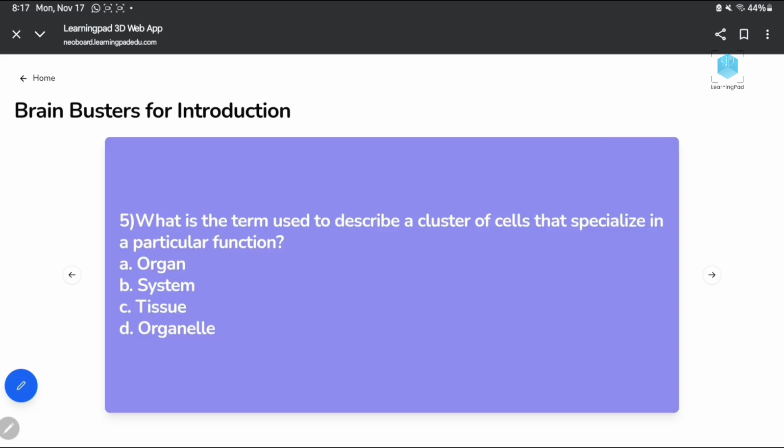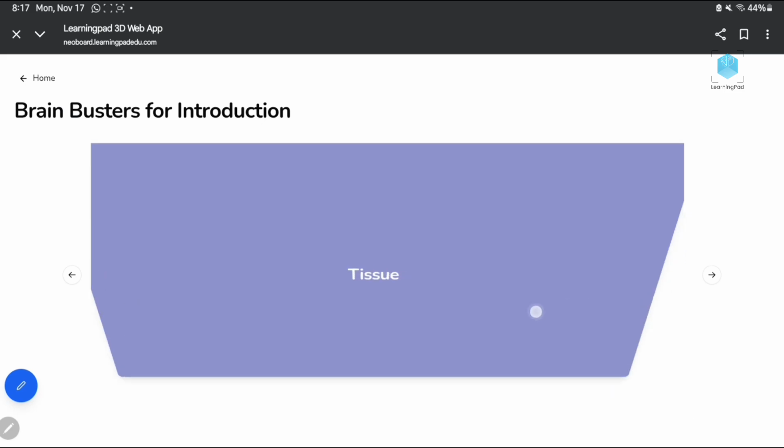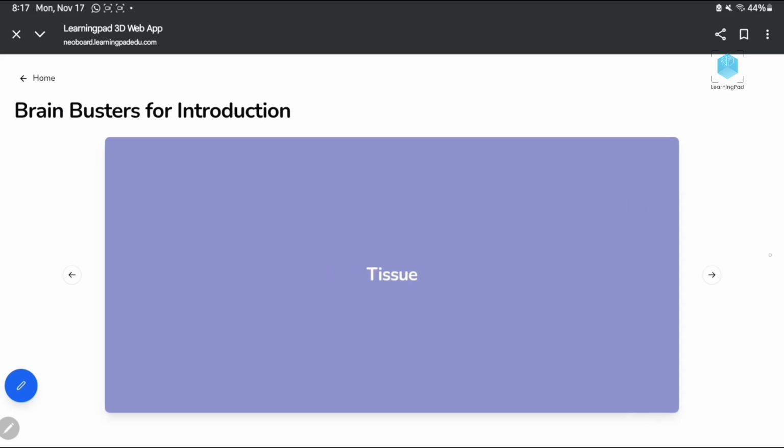One more question, the last question. What is the term used to describe a cluster of cells that is specialized in a particular function? Cell, tissue, organelle. Yes, you are correct with the guess. The answer is tissue. So here, children, we complete today's class. We'll meet in our next class with a new topic.